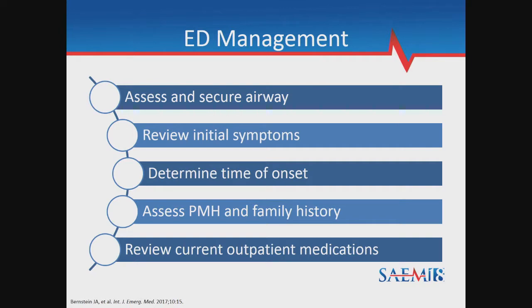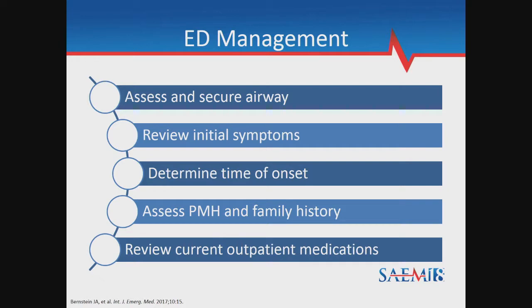So we're going to review the initial symptoms. Did the patient present with urticaria? Determine the time of onset. Did it happen 10 minutes ago? Did it happen yesterday? Assess the past medical history and family history. So does the patient already have a documented history of hereditary angioedema? And then lastly, review the current outpatient medications. I'm always going to be looking for ACE inhibitors, but keep in mind that there are other medications and other classes associated with angioedema.